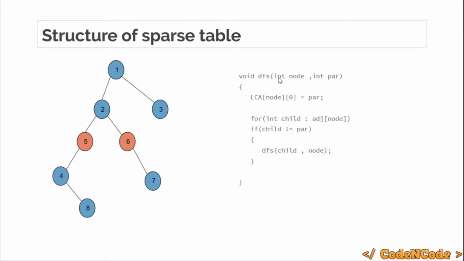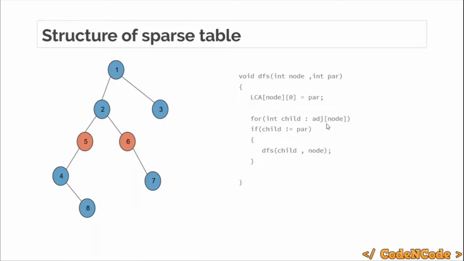So the parameter contains two things. First is node, and second is its parent. So if you are on node 6, node would contain 6 and parent would be equal to 2, because parent of 6 is 2. So in the LCA array of node, the 2 raised to power 0th parent is actually its parent. So this is how we would initialize the 0th column of LCA array.